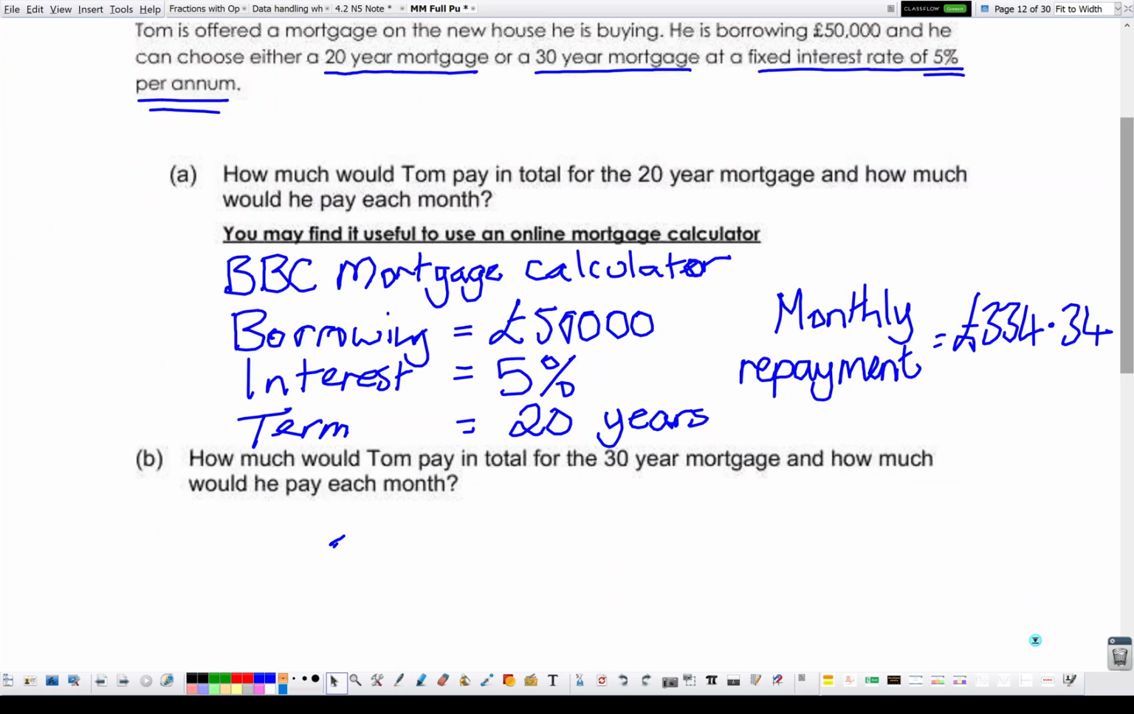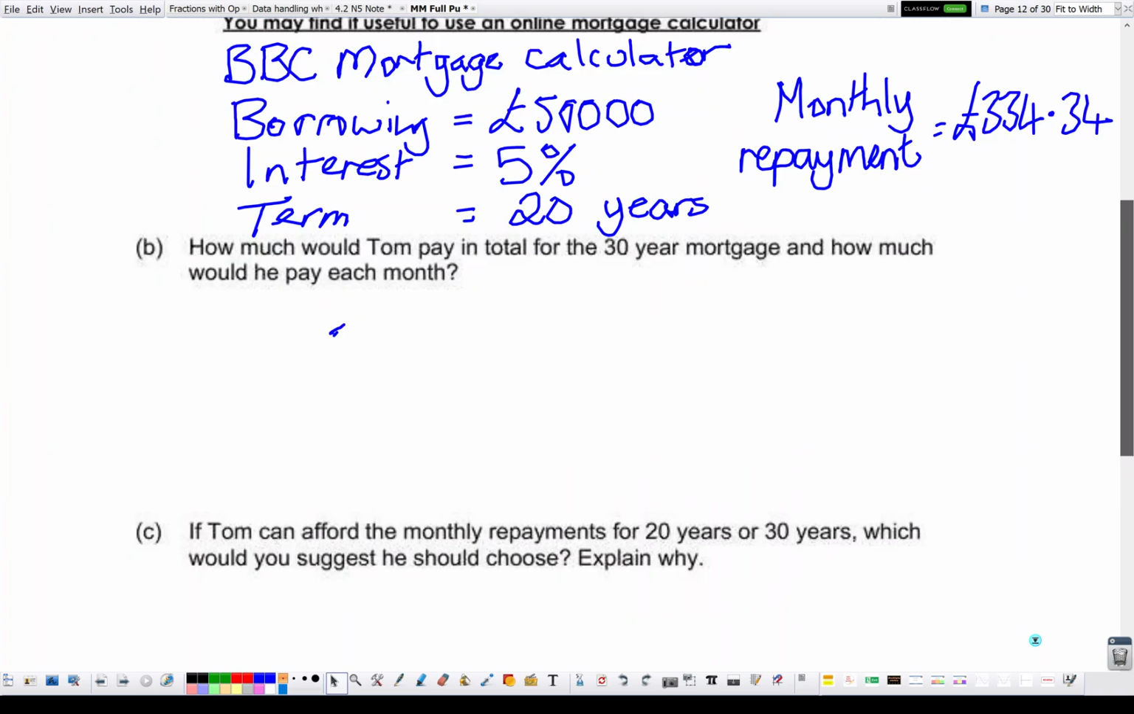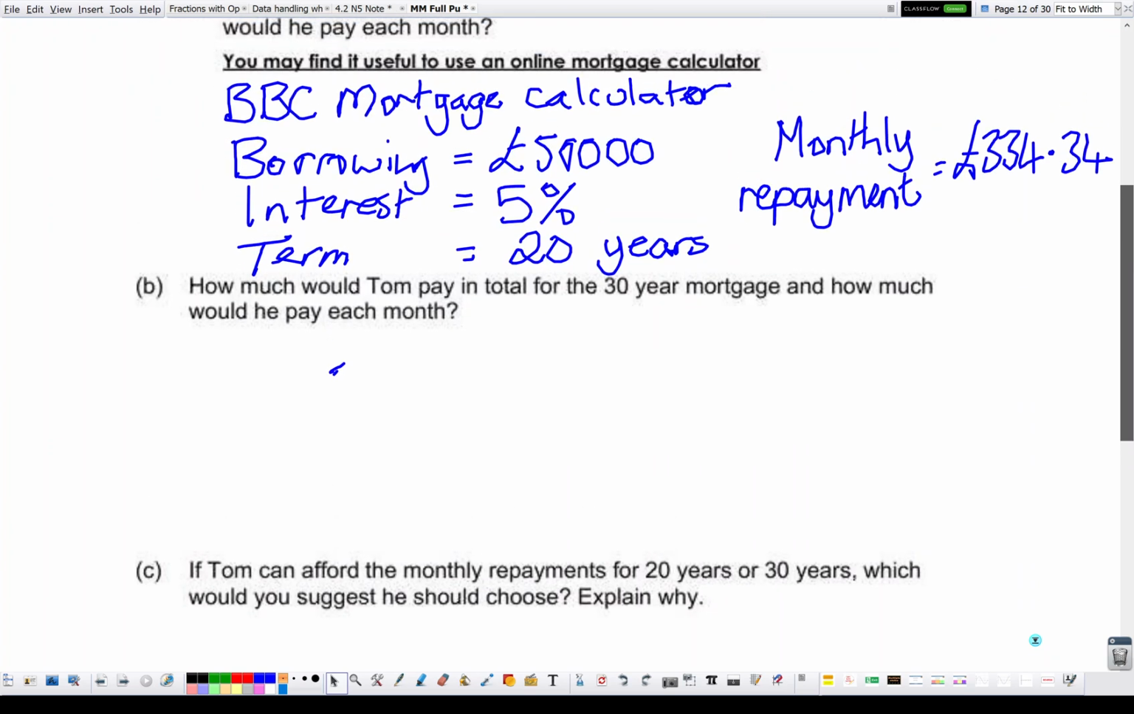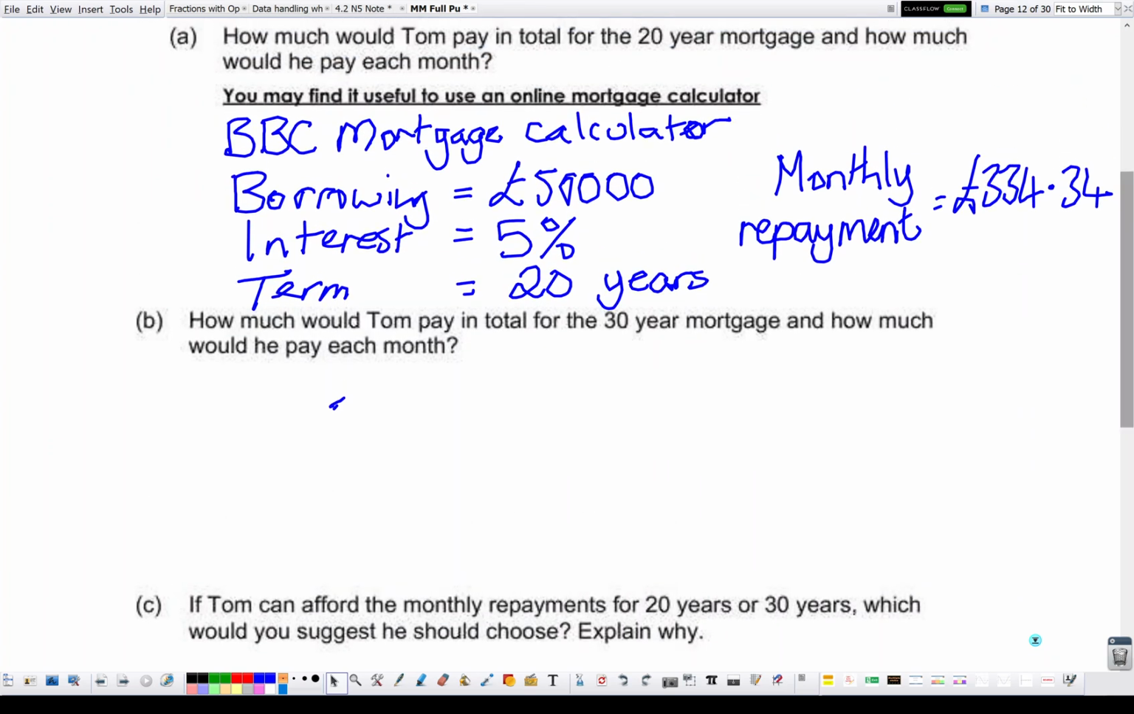That's what we have to do in part B. Change it to 30 years and see how that changes the repayment amount. So go back to your calculator, change it to still £50,000, still 5% interest, but we're changing it to 30 years, and tell me what the difference is then. What is the new amount?